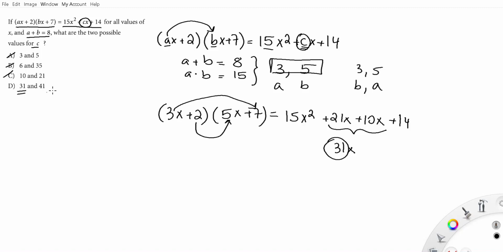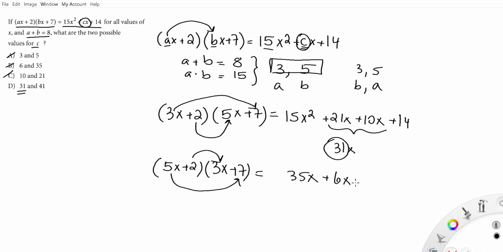But just to show you how 41 can also be a possible value for c, it would be if b is equal to 3 and a is equal to 5. So in this case, rather than 3x plus 2, I'd have 5x plus 2 and 3x plus 7. So then I'd get 5x times 7 is 35x, and 2 times 3x is 6x. These two added together give me 41x, and that's how you would get the other value.